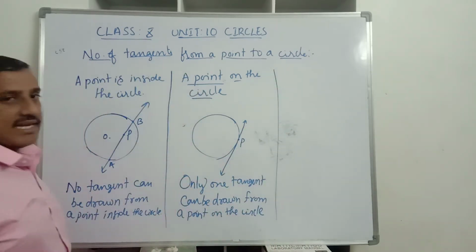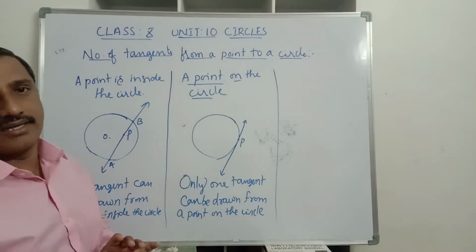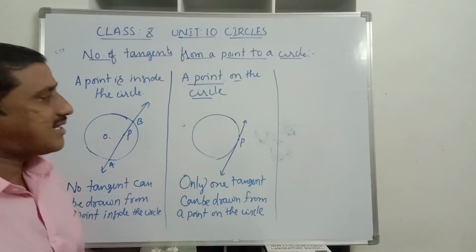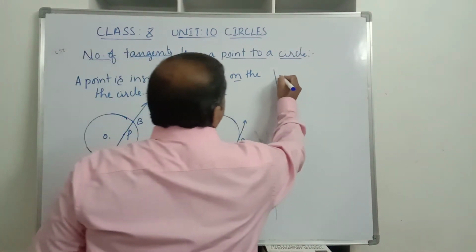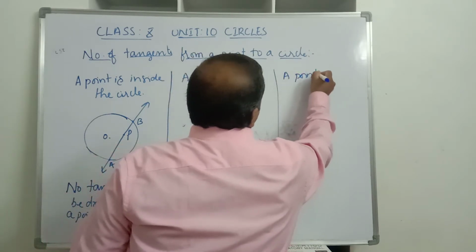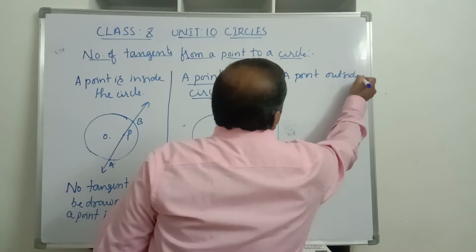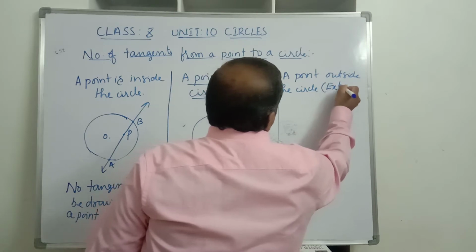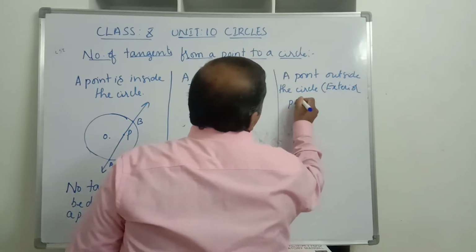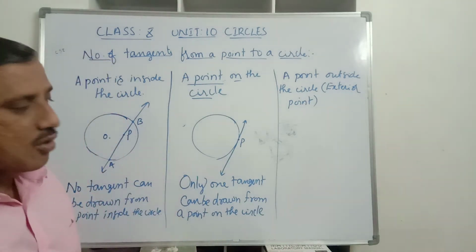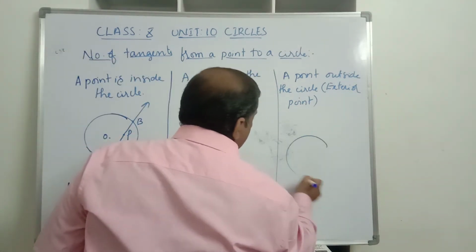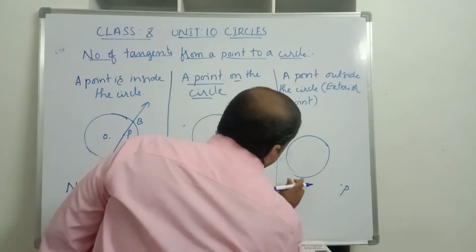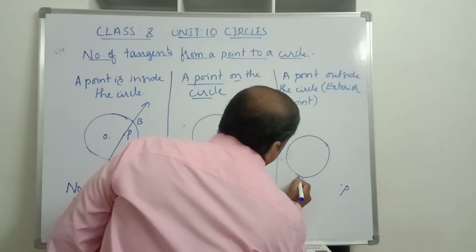Similarly, the third case is if the point is outside the circle, that is, an external point, exterior point. What do we call such points? They are exterior points. Then how many tangents can we draw to a circle from that point? So draw a circle and let P be a point. Through this point we can draw tangents like this.